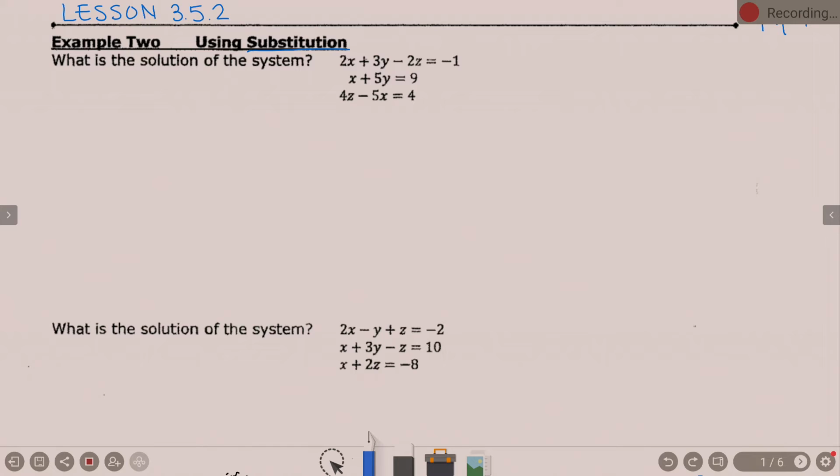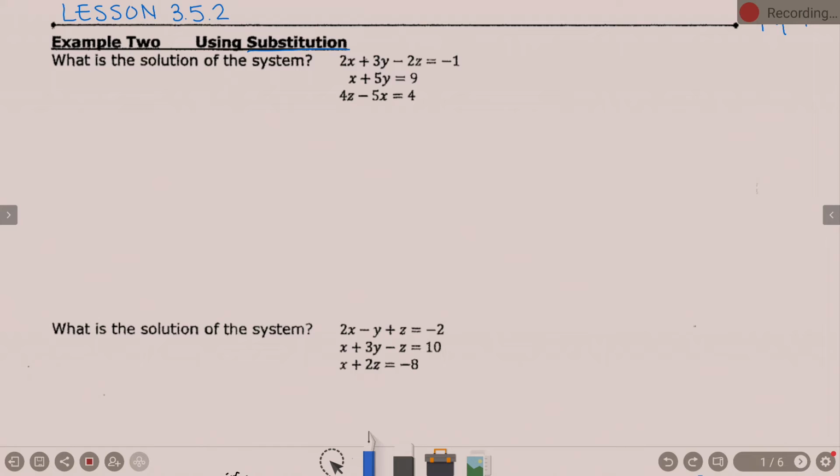So, substitution. Think back to when we did substitution with two equations, right? What was your first step in substitution with two equations? Because that's the same first step now. Get a variable by itself. So when we had two equations, it was pick one equation and solve for either x or y. So we had to make it x equals or y equals.